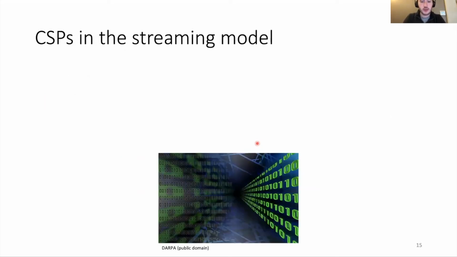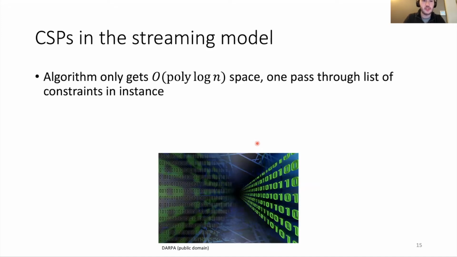Okay, so in this work, we actually consider not the full setting of polynomial time algorithms. Instead, we consider approximability in the setting of so-called streaming algorithms. They only get polylogarithmic space, polylogarithmic in the number of variables in the instance, and they only get one pass to the list of constraints in the instance. So they sort of see all these constraints coming at them in a giant stream, and they don't have very much space to remember them.